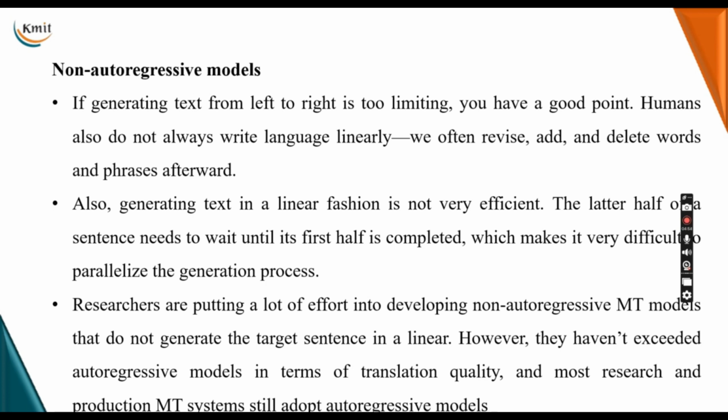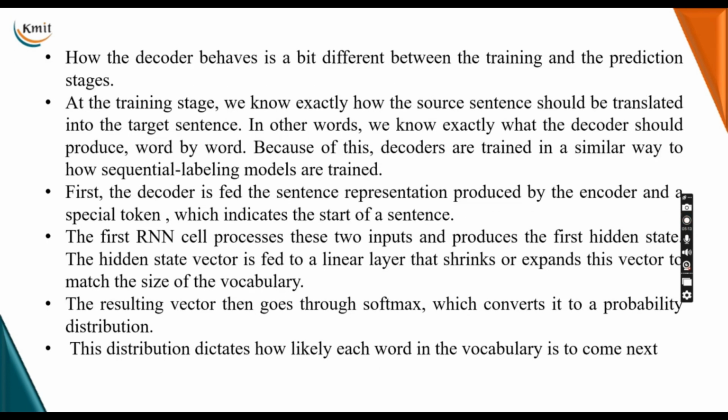Which is very difficult to parallelize the generation process. So a lot of effort has gone into developing non-autoregressive machine translation models that do not generate the target sequence in a linear fashion. So we have these non-autoregressive models where we can improve the quality. Now, however, the decoder behaves a bit differently between training and prediction.